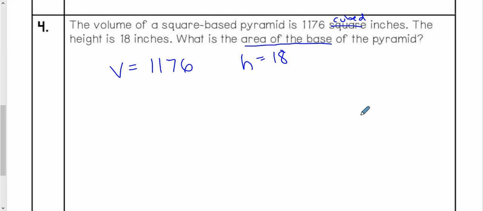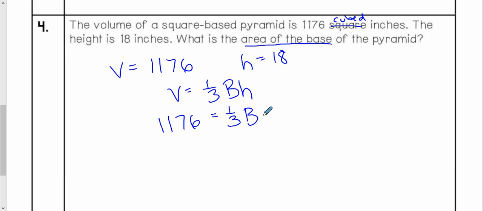Okay, so we are going to work backwards from volume is 1/3 the area of the base times the height. We know the volume is 1,176, and we know the height, so we're going to say 1/3 the area of the base times 18. So I'm going to start by getting rid of this times 18. I'm going to divide by 18.